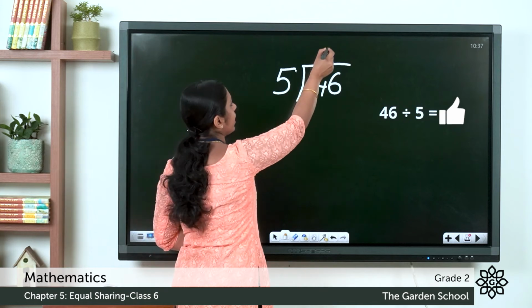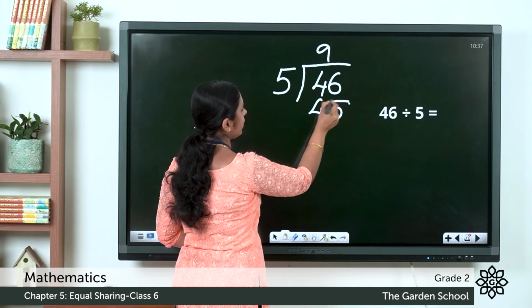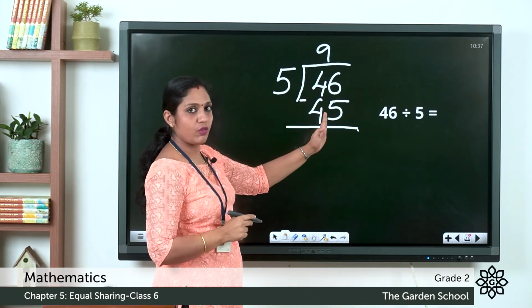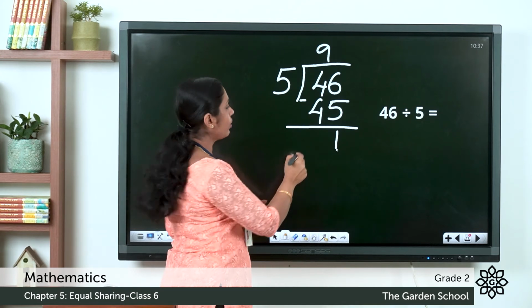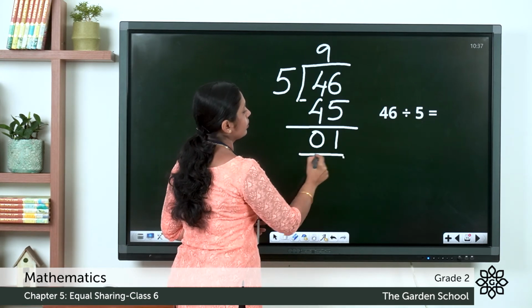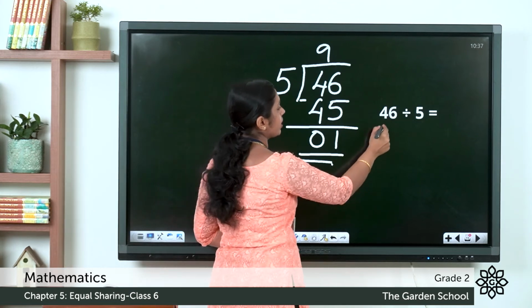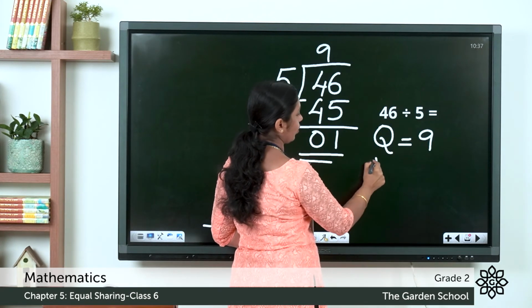So 5 9s are 45, and then subtract 6 minus 5, that is from the ones place. 6 minus 5 is 1, 4 minus 4 is 0. So we can write that 46 divided by 5, quotient is 9 and the remainder is 1.